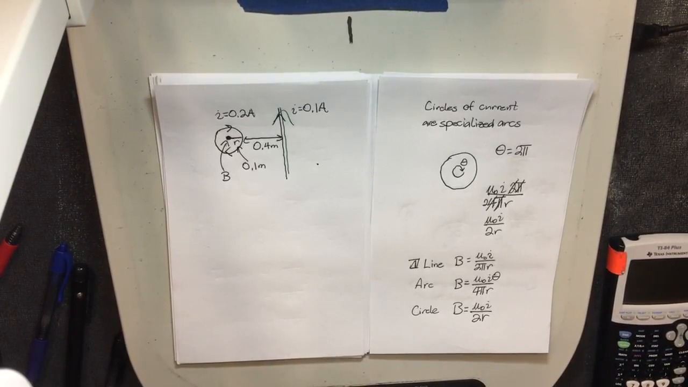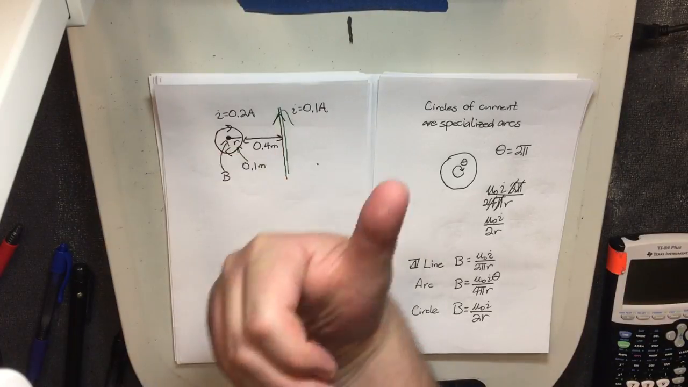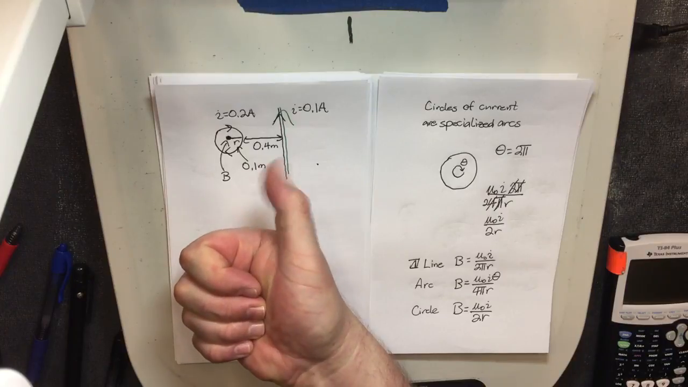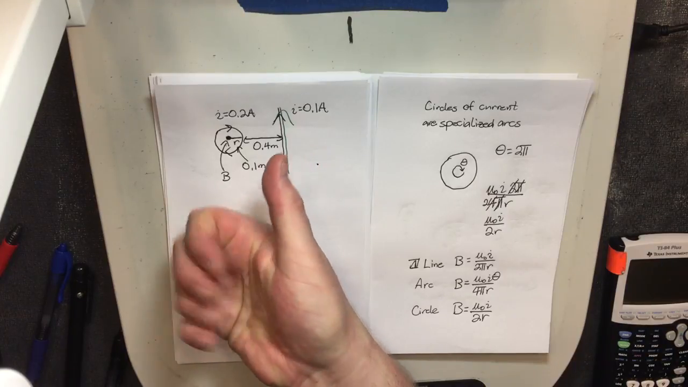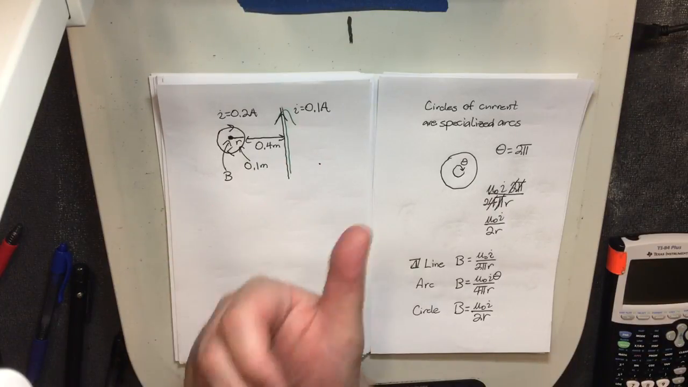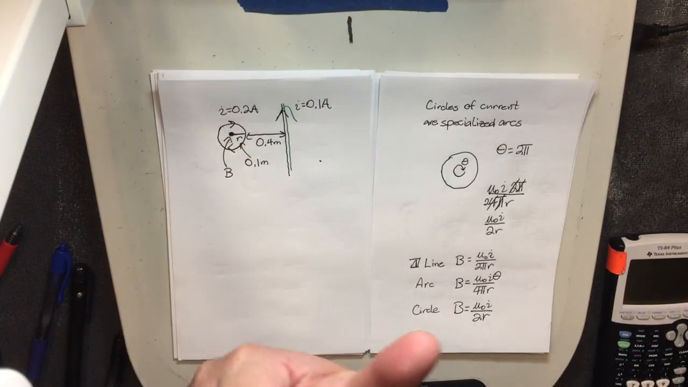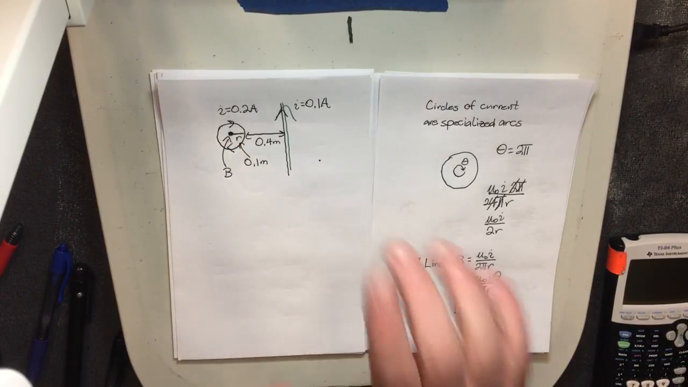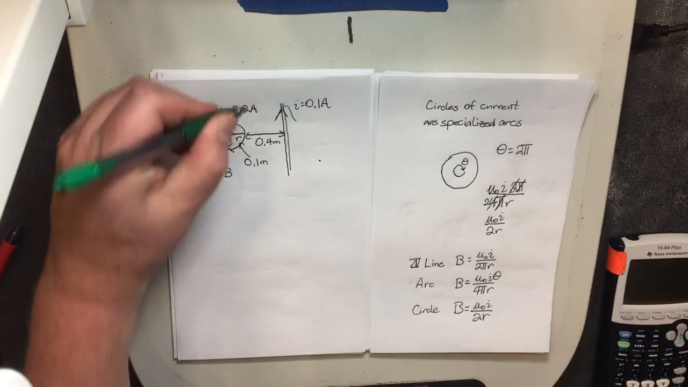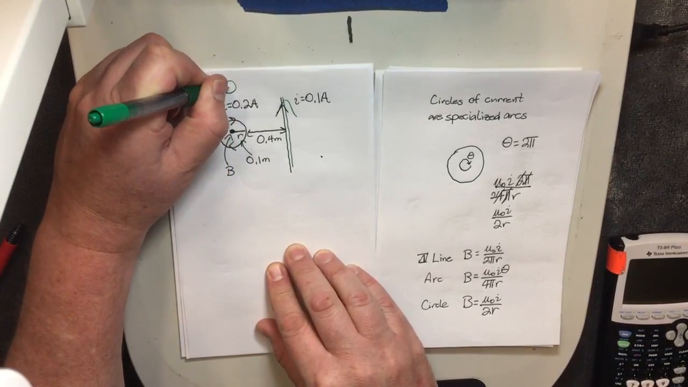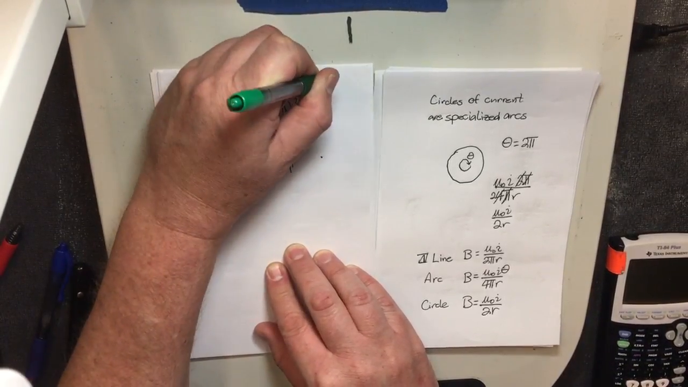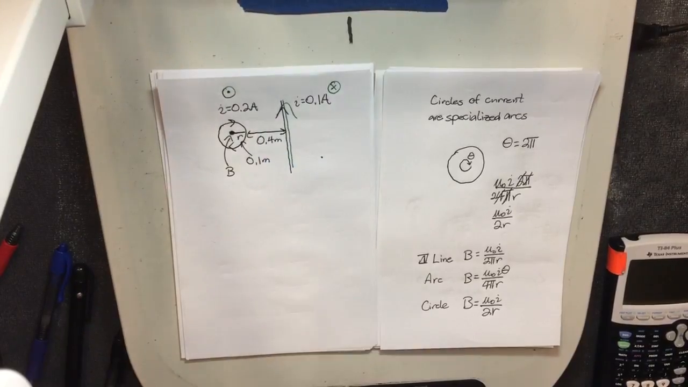What you need to do is figure out the B field contribution by the wire. When you point your thumb in the direction of the current, the B field on the left of this wire is up, and the B field to the right of that wire is in. So everything on the left is up, and everything on the right is in.